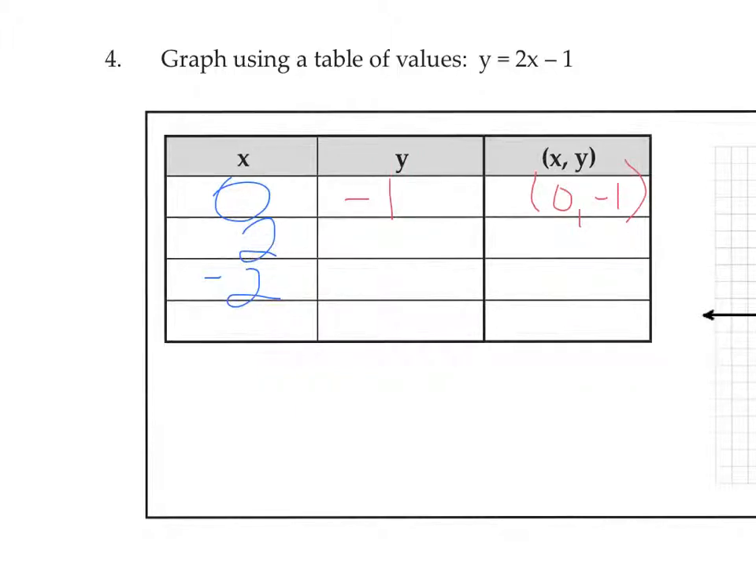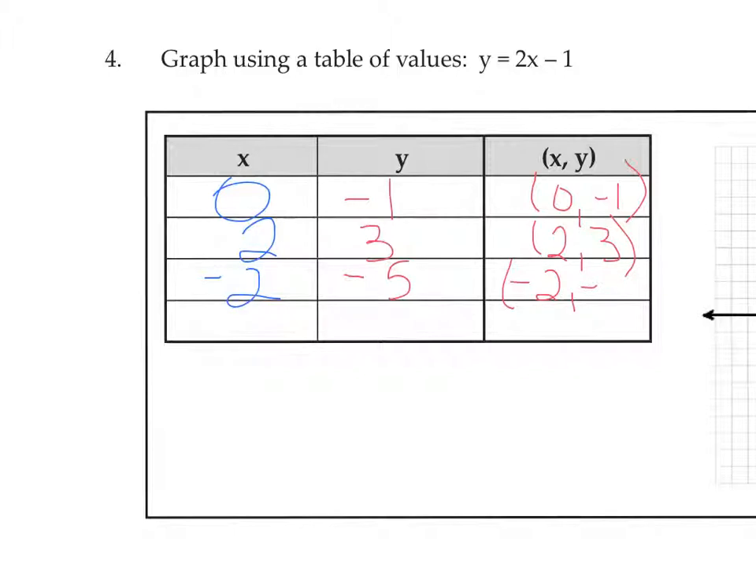Okay, when you plug in 2 for x, 2 times 2 is 4. 4 minus 1 is 3. So y will equal 3. And that will be the second ordered pair. Okay. When x equals negative 2, 2 times negative 2 is negative 4. Negative 4 minus 1 is negative 5. If you need to write it down, feel free, write it down.